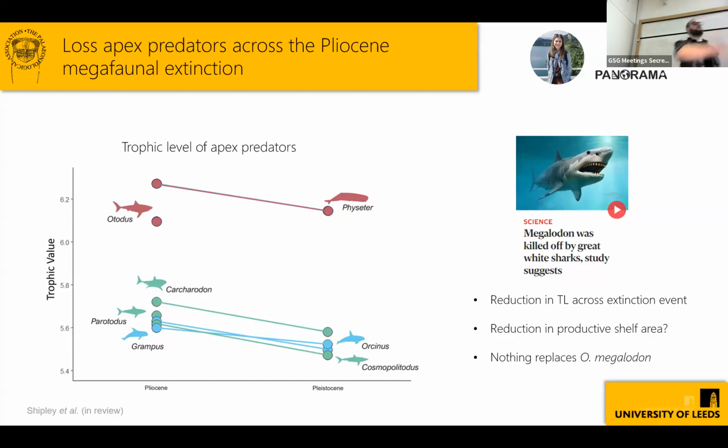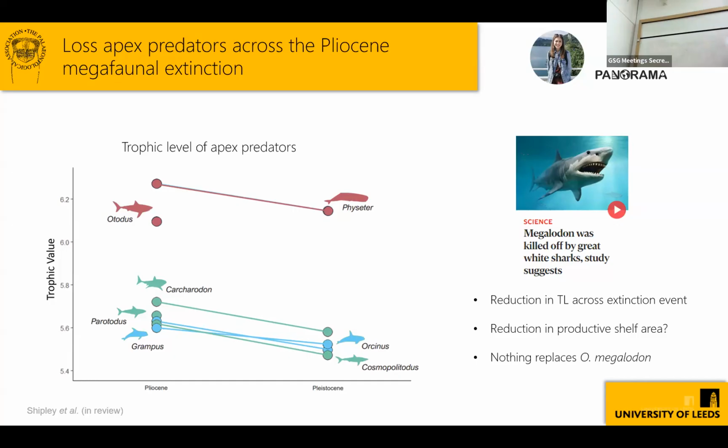We see a general dip. All of our trophic levels go down. And this goes hand in hand with those community level metrics, that less vertical complexity. And the hypothesis for this extinction event is that cooling, as we go into the Pleistocene ice age, has caused a sea level drop. And along with that cooling of the ocean, when we get sea level drop, we see a reduction in the productive continental shelf area. And we know from the fossil record that the megalodon shark was living on these productive continental shelves.